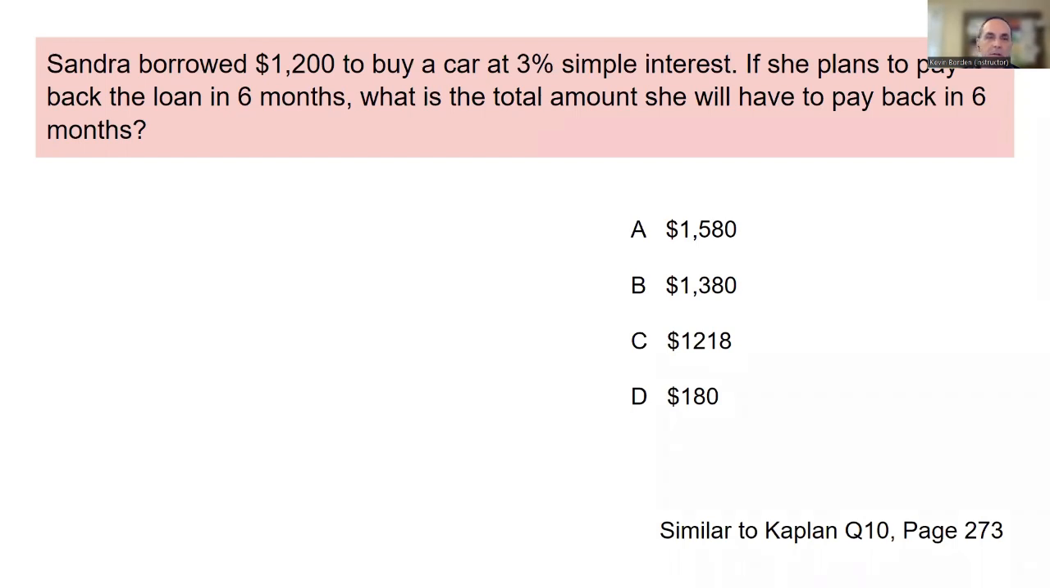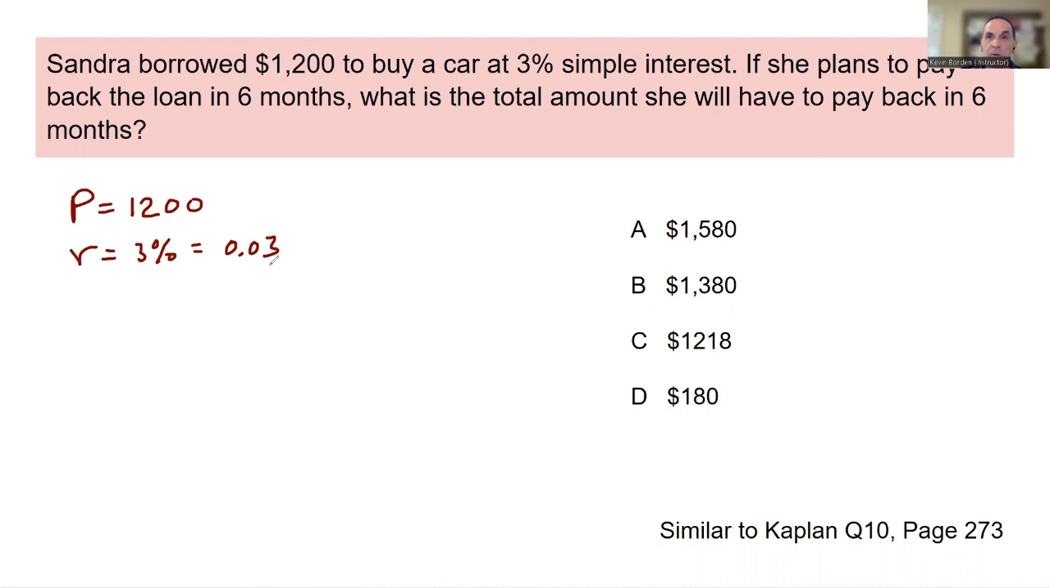All right, let's solve this one. I'm going to do the same thing and start documenting what we know. She borrowed $1,200. That is the principal. The rate looks like it's 3%. Dividing that by 100, 0.03. A common mistake that you might make with the rate is to get 0.3, which would give you a very different answer.